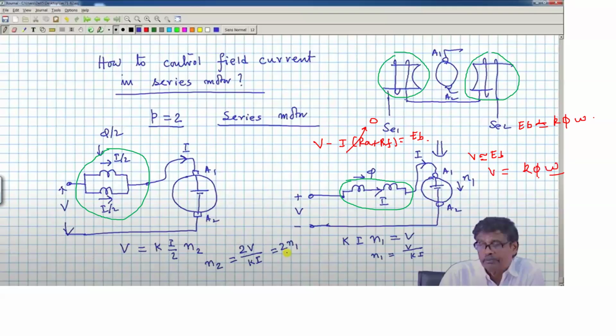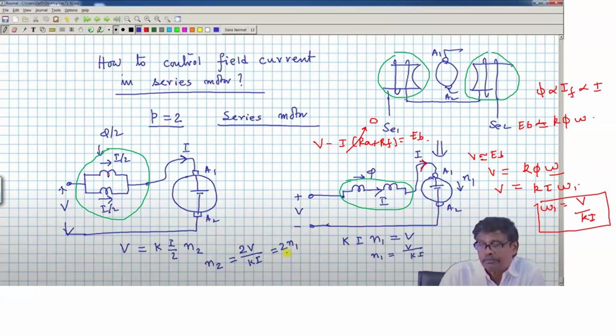Now in this case, what is the flux? Flux is dependent on field current, and the field current is the same as the current flowing in the armature, I. So this also is I. So V is equal to K I omega, and omega will be V by K I. This is the first case, when these two windings are connected in series.